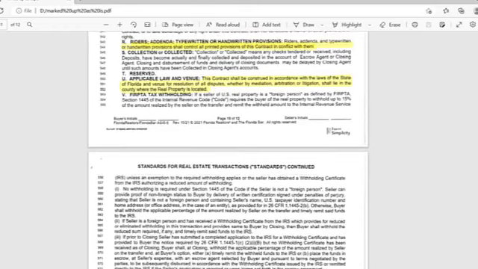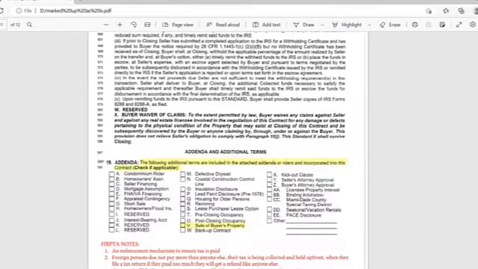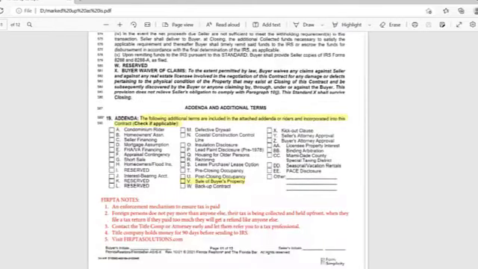So it talks about FIRPTA here on item V, and I have some information for you down in the margin. So let's just take a look at that, and then we'll come back up to number 19. So here are some notes on FIRPTA. It's an enforcement mechanism to ensure taxes are paid. Foreign persons do not pay more than anyone else. Their taxes are simply being collected and held up front.